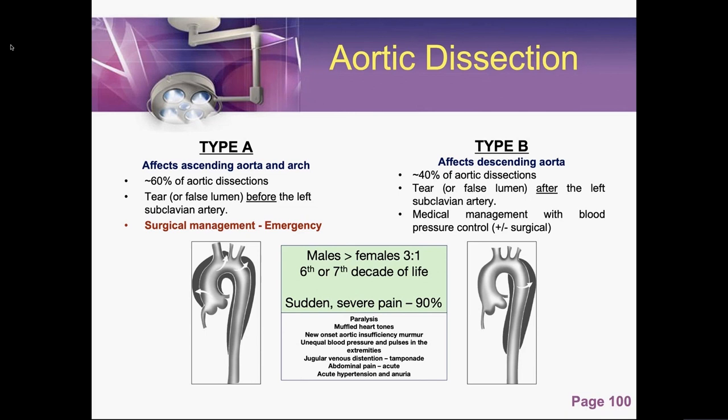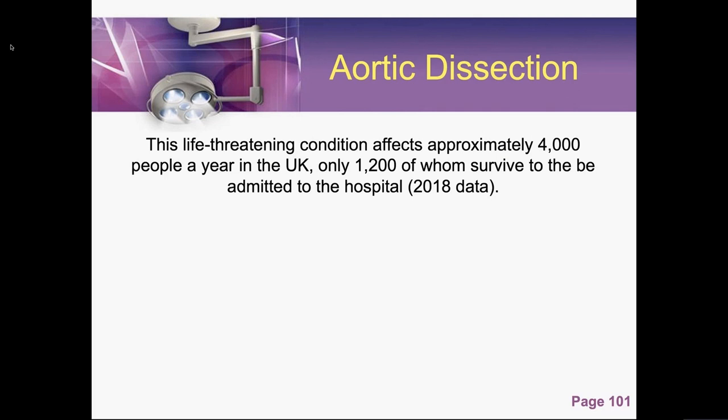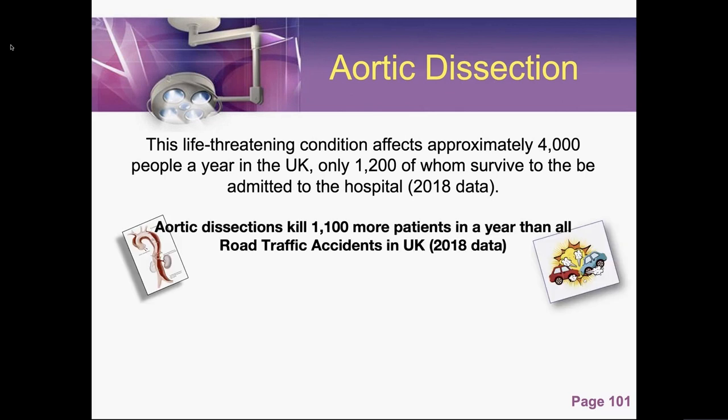There are more males affected than females, and it usually appears in the 6th and 7th decade of life. And 90% of the time, they present with a sudden severe pain. Aortic dissections, especially type A aortic dissections, are life-threatening conditions. It affects about 4,000 people in a year in the United Kingdom, but only 1,200 of them survive to be admitted to the hospital. In essence, aortic dissections kill 1,100 more patients in a year than all road traffic accidents in the UK, based on 2018 data.